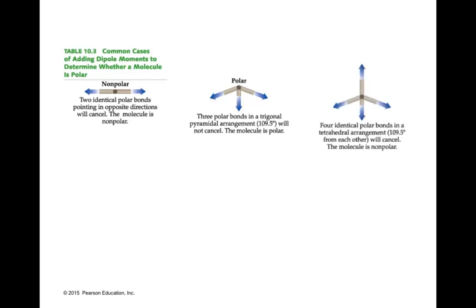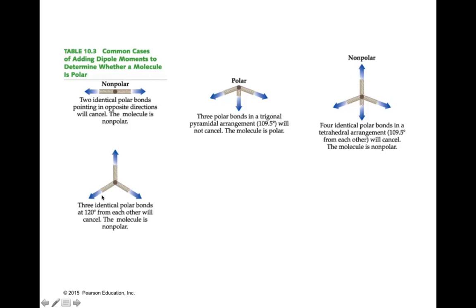If we have, for example, this type of arrangement, this is a tetrahedral. All of them are going in different directions, but they will cancel between them. So that's why a tetrahedral is going to be nonpolar. If the geometry of a molecule is tetrahedral, that one is going to be nonpolar if the dipole moments of all of them are the same.